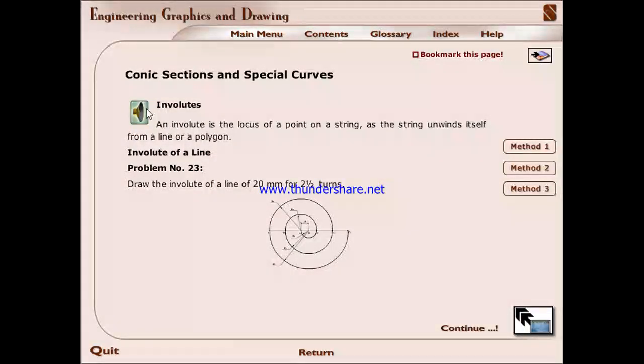Now let us go to the involute definition and then the first method. An involute is the locus of a point on a string as the string is unwound. Involute of the line. Problem number 23: draw the involute of a line of 20 centimeters for 2.5 turns.